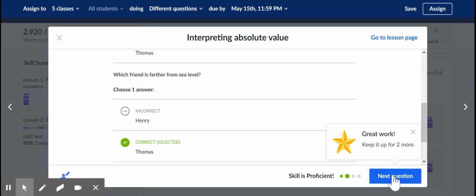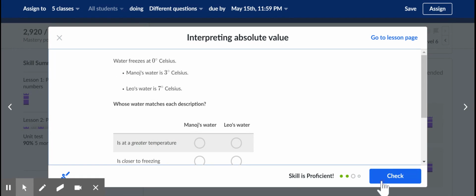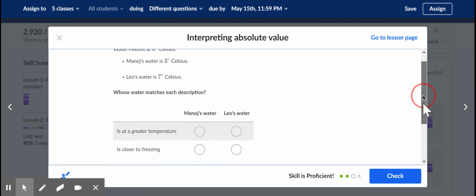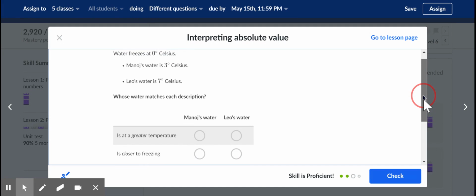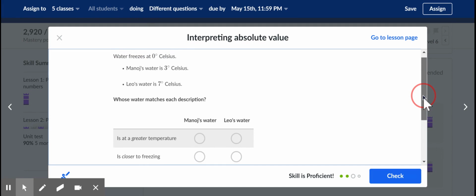And we'll just look at one more. So water freezes at 0 degrees Celsius. Manage's water is 3 degrees Celsius, and Leo's water is positive 7 degrees Celsius. So whose water matches each description? So which one had the greatest temperature? In this case, the highest temperature would be Leo's water.